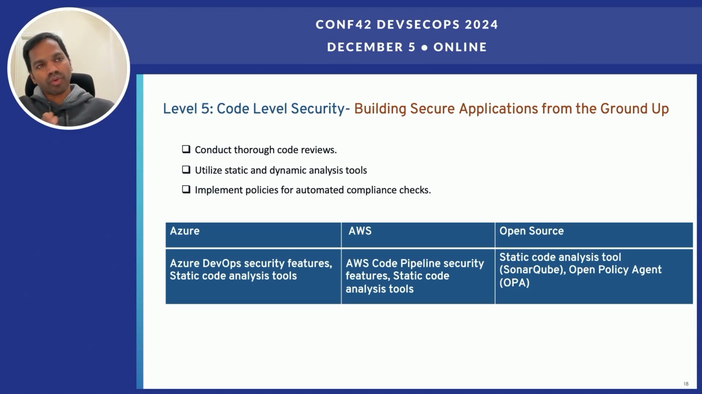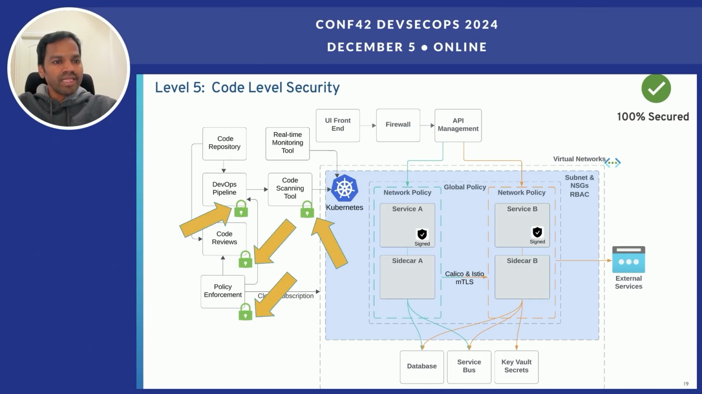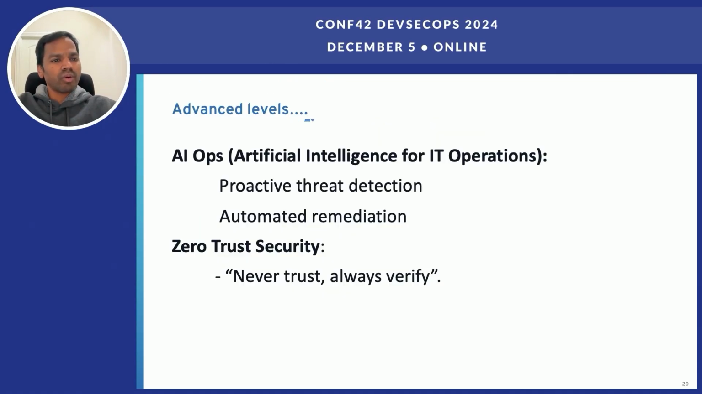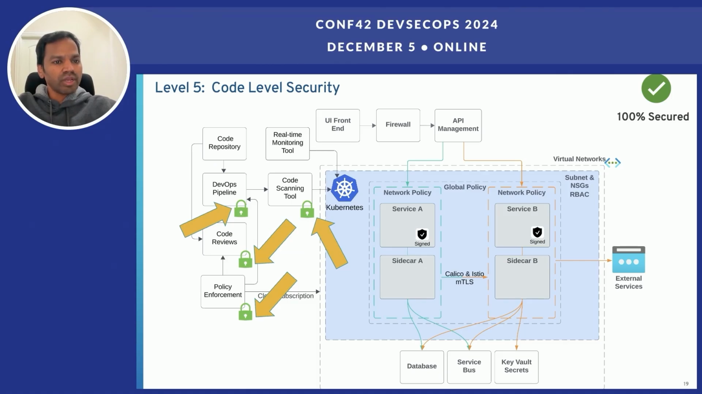We also have the SonarQube licensed version, which can be utilized if you need more features. So in this architecture, I have added a DevOps pipeline, code reviews, policy enforcement, and a code scanning tool. Securing the code level achieves 100% of security, completing our multi-level approach. This is the ultimate secured architecture.